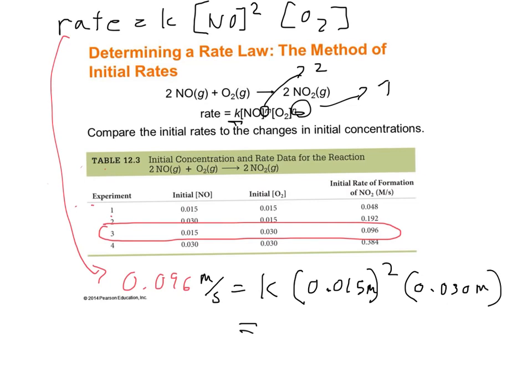We do some math, and that gives us 0.015 squared times 0.03 equals k times 6.75 times 10 to the negative 6 molars cubed, right? Because I got molar squared there, times molars is molar cubed.